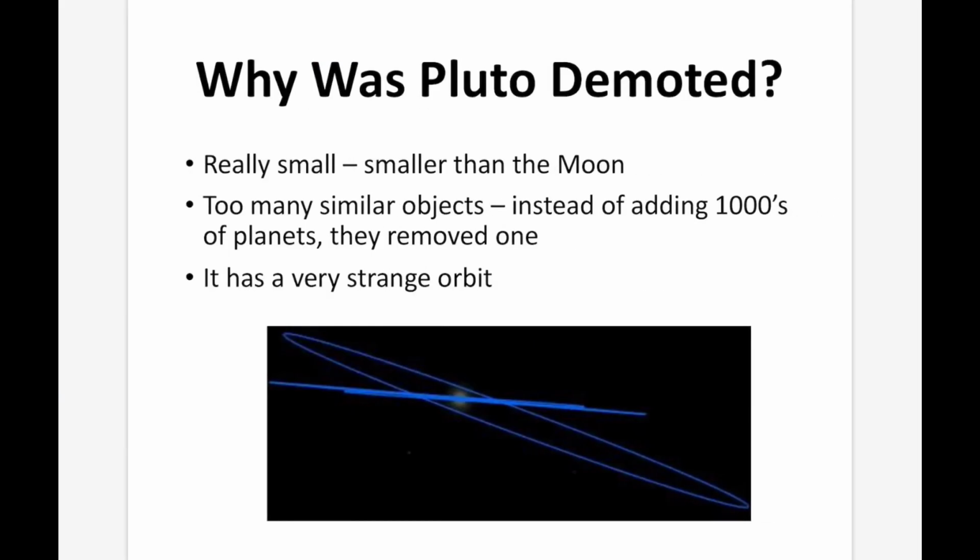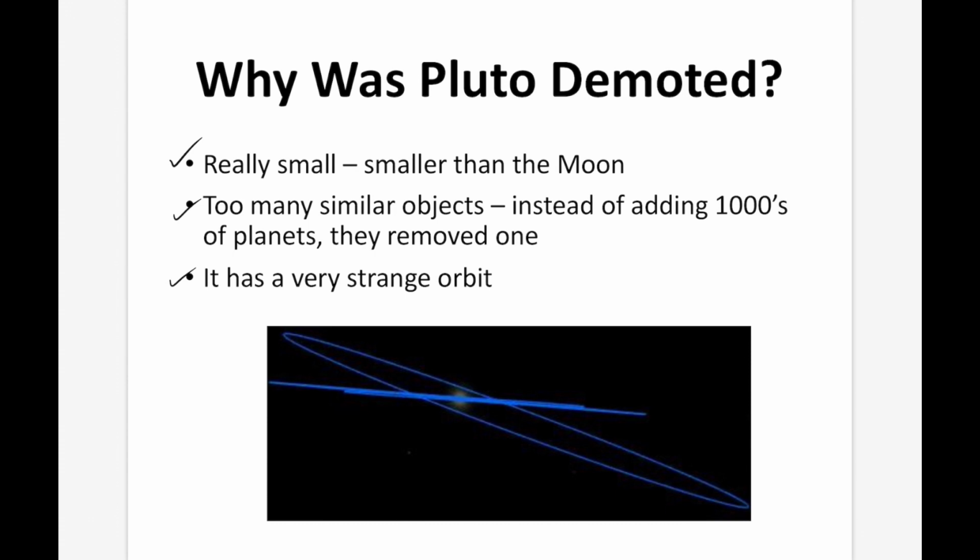So why was Pluto demoted? Well, first of all, it's really small. It's smaller than the moon, so that's one strike against it. There were simply too many similar objects. There's way too many things floating around in space, so instead of adding thousands more planets, they just simply removed one. And lastly, it has a very strange orbit.